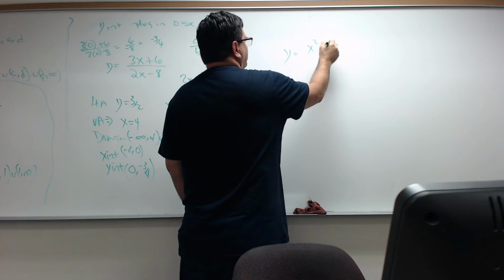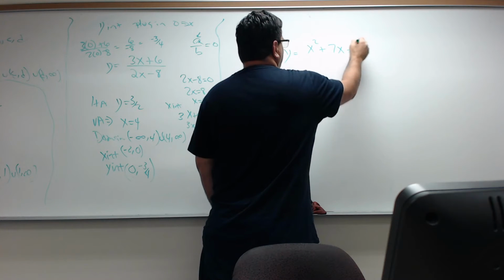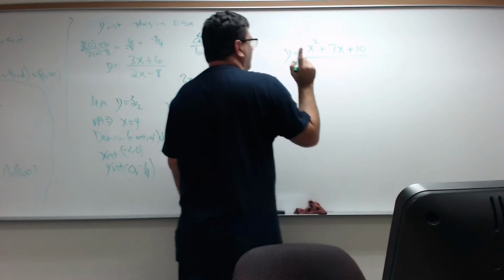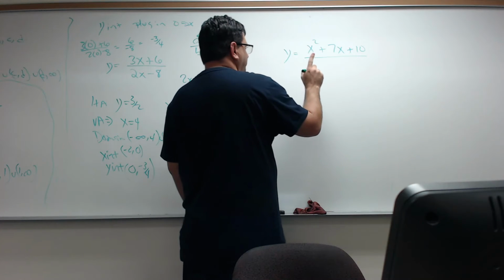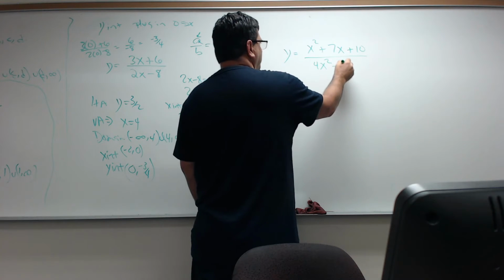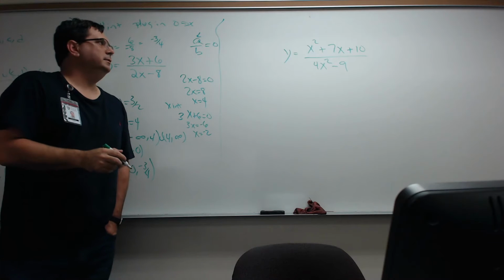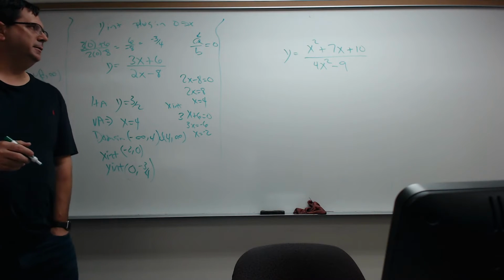X squared plus 7x plus 10 over, wait for it, wait for it, 4x squared minus 9. This is great. This is fantastic stuff right here.